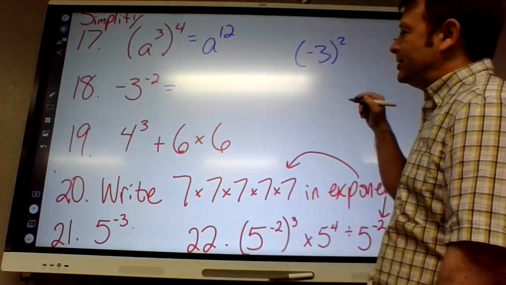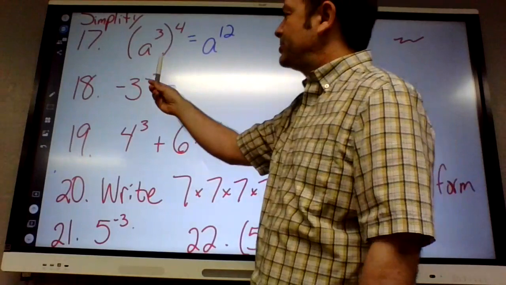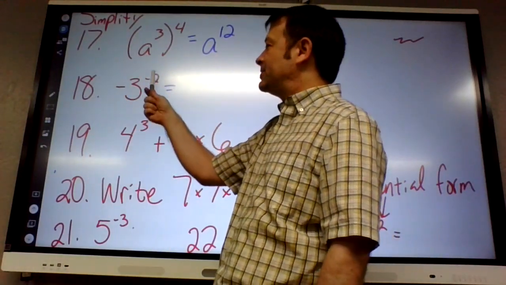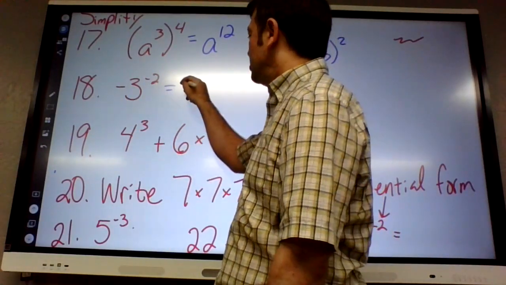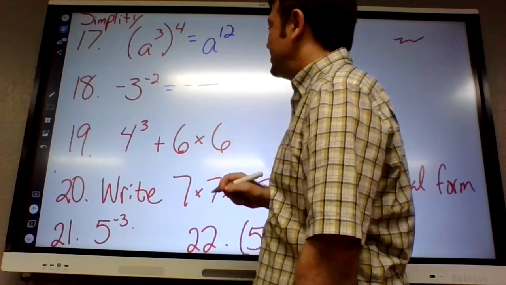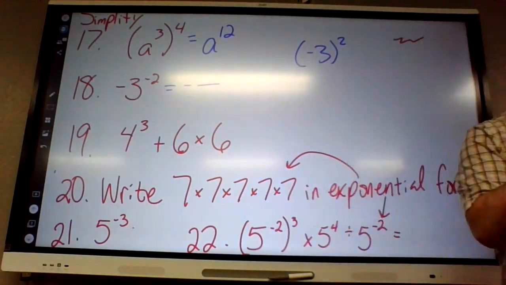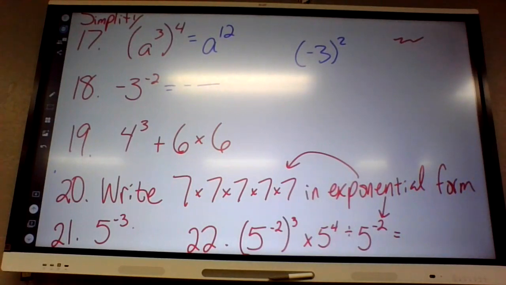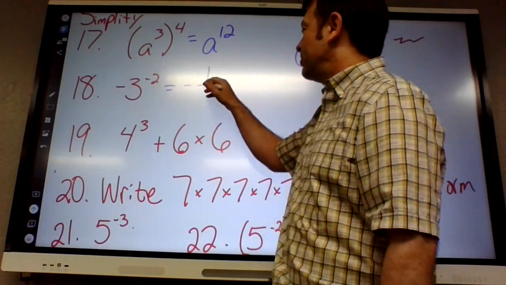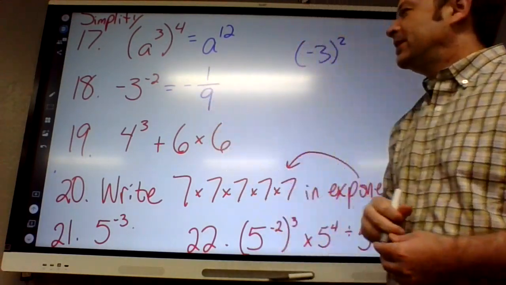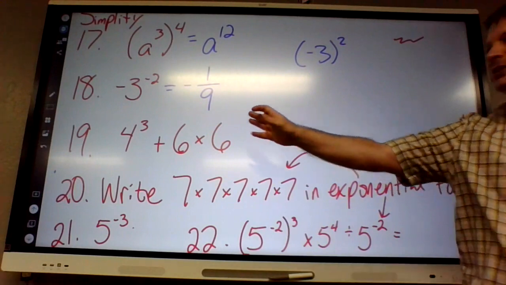This would have been 9. But there's a couple things wrong. That negative, is it being squared? No. So it's going to stay negative. Okay, 3 squared is 9, but what's 3 to the negative 2? Flipped. Yeah. Couldn't resist, could you? Yeah, Jonathan? It's going to be 1 over 9. Yeah, 1 over 9. And the negative in front is completely separate.